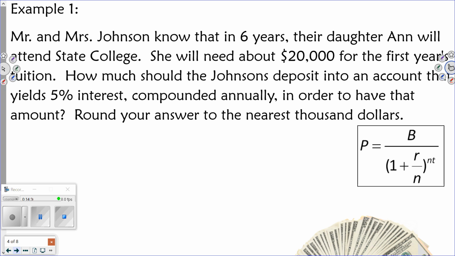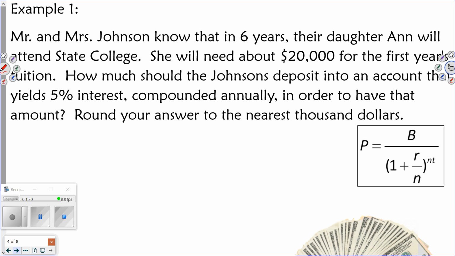Notice it says they're just depositing one time, right? How much should they put in? It doesn't say how much should they put in weekly, how much should they put in monthly, just one time. That's why we're using the single formula. Also, you're going to have to determine, is it the future value one or is it the other one? How do you know which formula to use? How much do I put in now so that I have that much later on? So how much do I put in presently to have that in the future.